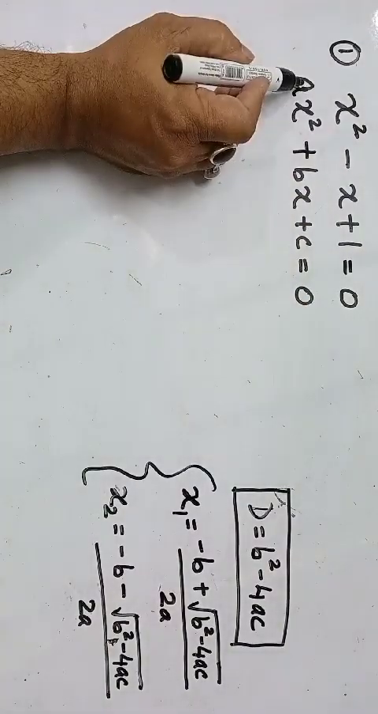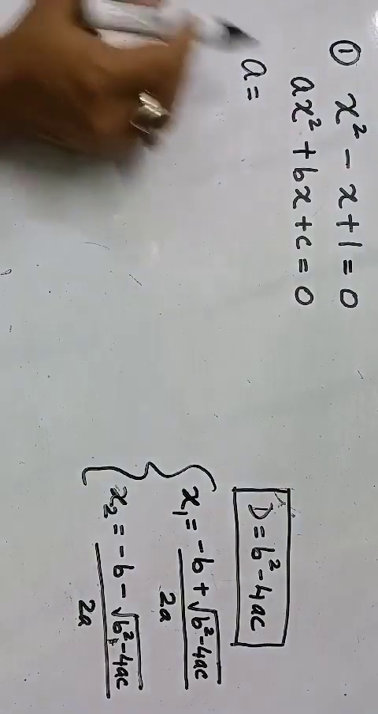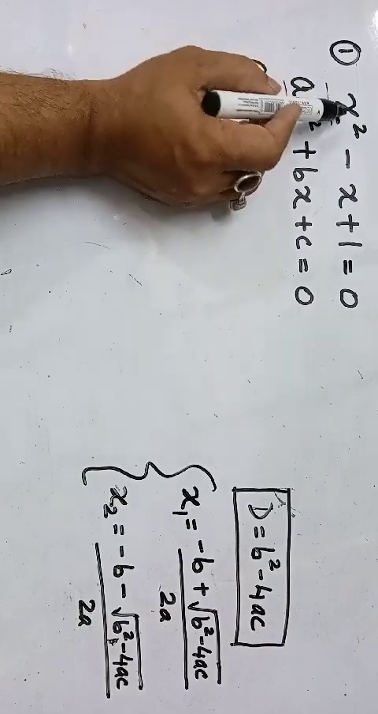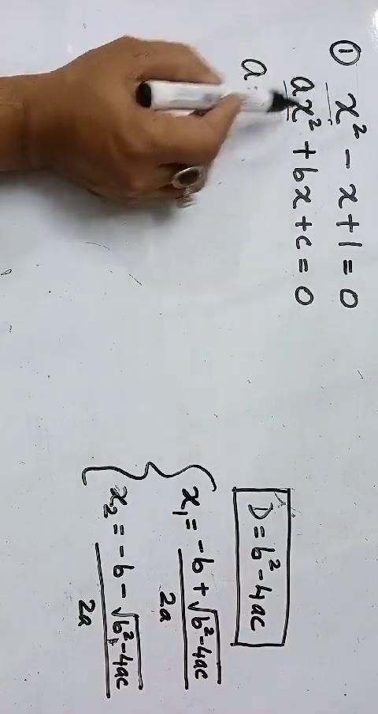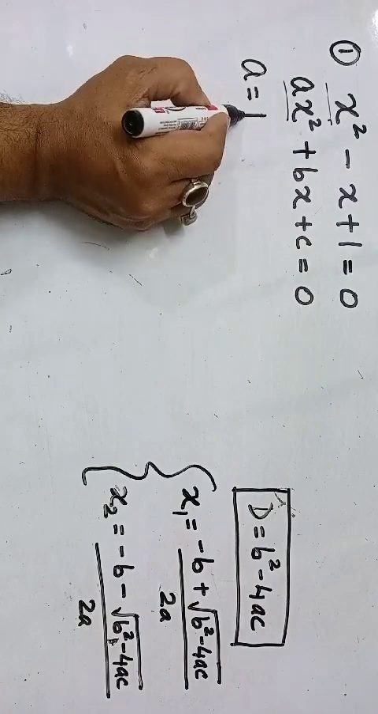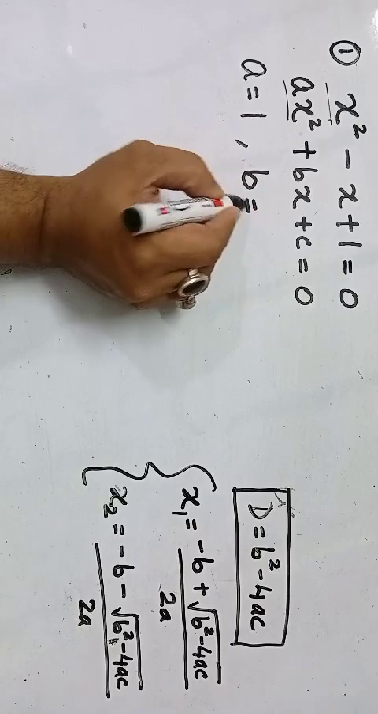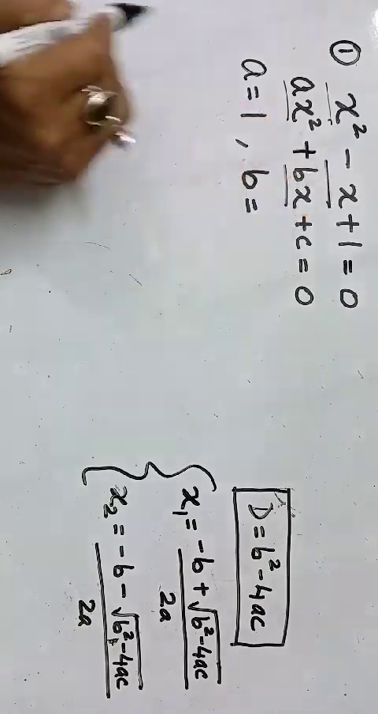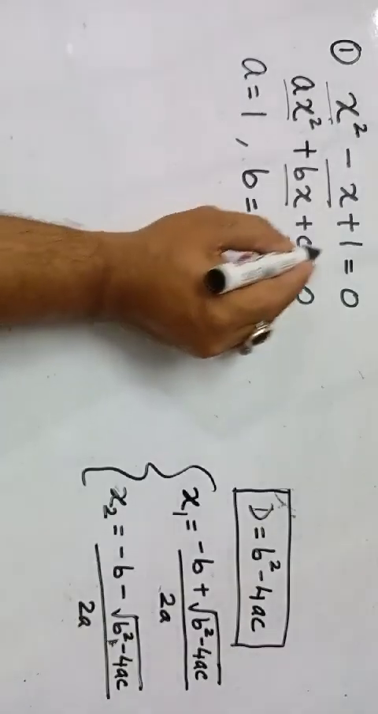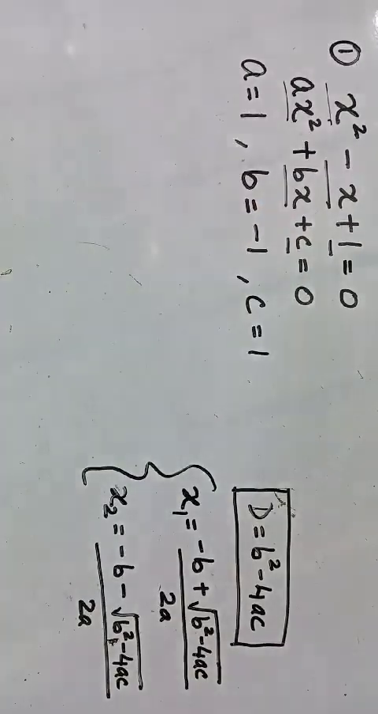So the first step will be to compare. Okay, so what will be my a value? If you compare this term and this term, they are like terms. So the coefficient of x square here is 1. The coefficient of x square is a. So a becomes 1. Similarly, when you compare this term with this term, you will get value of b as minus 1. And similarly, when you compare the constant terms, you will see that c is coming out to be 1.